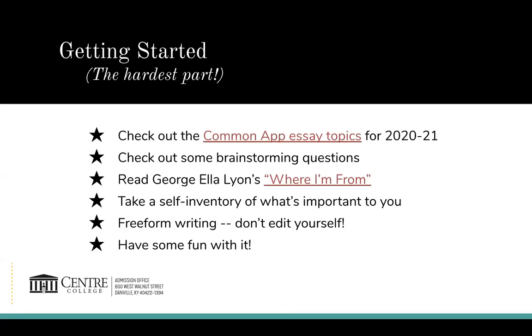So yeah, do some self-inventorying, kind of really think about things that matter to you. How have you gotten to where you are now? What are the things that you value? What are those things that you're most proud of about yourself?